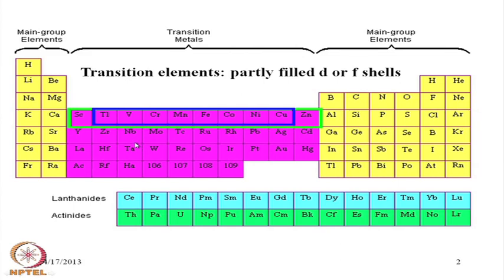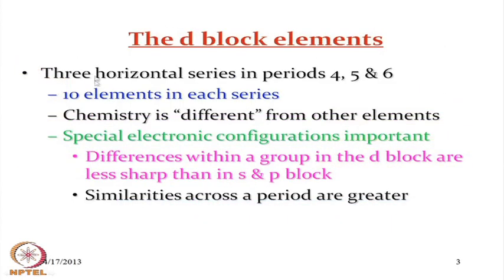So, the 4th, 5th and 6th periods will be considered as the corresponding elements of this particular block, and each series has 10 elements because we have 5 d orbitals, and the 5 d levels we are talking about, when filled by 2 electrons each, 5 into 2, that means 10 electrons, will be there, and as a result we can have 10 elements in one particular series, and their chemistry is different from the other elements.